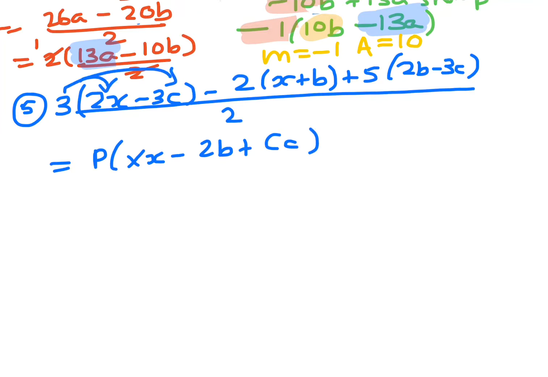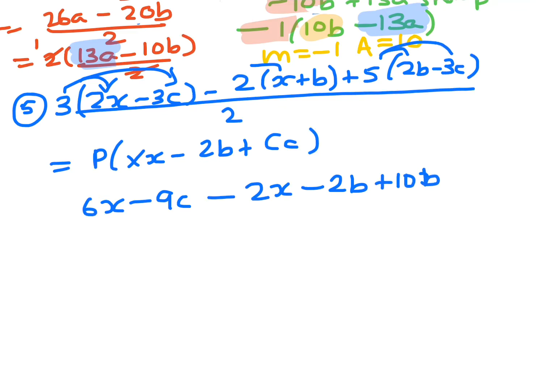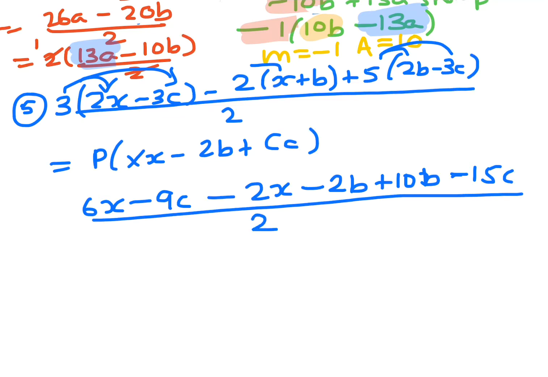3 times 2 is 6x. 3 times 3 is 9c. 2 times x is minus 2x. Minus 2 times b, a minus and a minus is a plus, so it's plus 2b. 5 times 2 is 10b, and 5 times 3 is minus 15c, all over 2. 6x minus 2x is 4x. Minus 9c minus 15c is minus 24c.